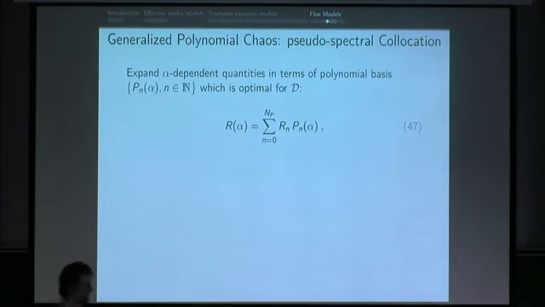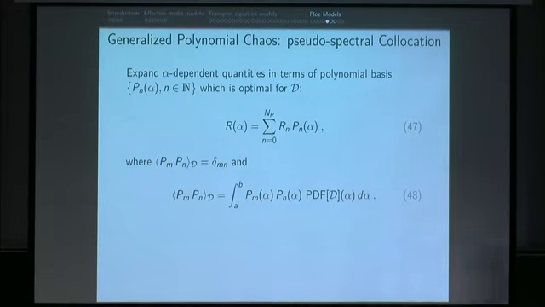So the framework I work with is called generalized polynomial chaos. It sounds more complicated than it actually is. The idea is, let's say we want to compute the reflection coefficient. Then we expand the reflection coefficient in terms of some polynomial basis. And this polynomial basis is a special kind of basis because it is adapted to the probability distribution we assign to our random variable.